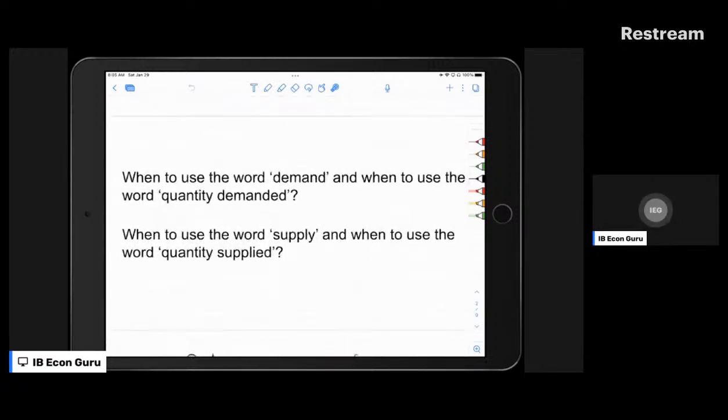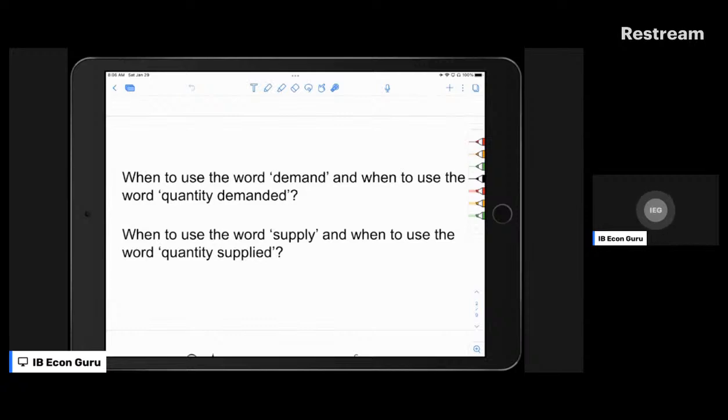The first tricky concept is when to use the word demand and when to use the words quantity demanded, and also when to use the word supply and when to use the words quantity supplied, because demand and quantity demanded are different ideas. Supply and quantity supplied are different ideas. Just remember, demand refers to the whole demand curve, while quantity demanded refers to a point on the demand curve. Supply refers to the whole supply curve, while quantity supplied refers to a point on the supply curve. This is very important to be able to distinguish.